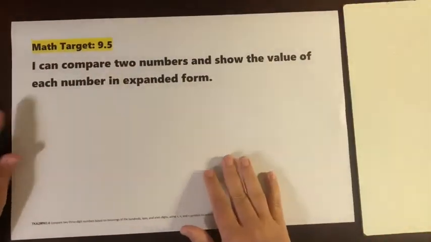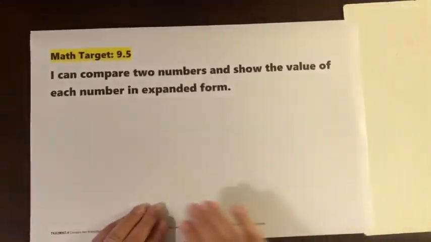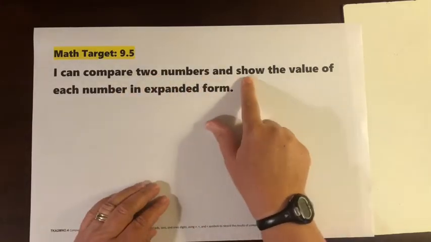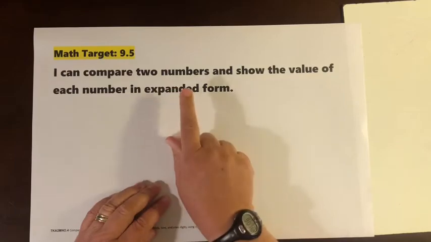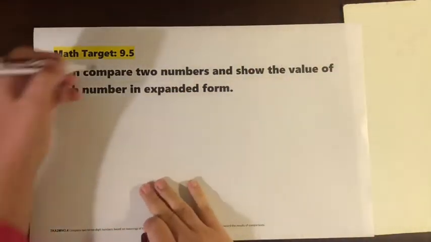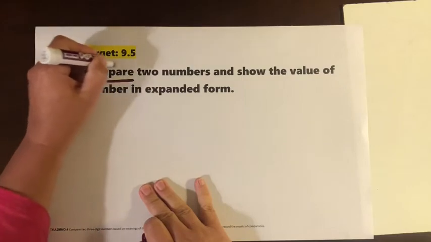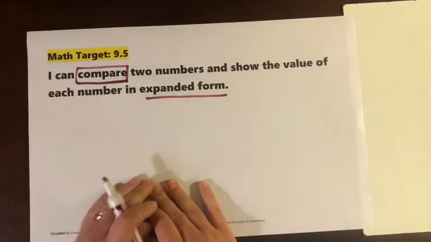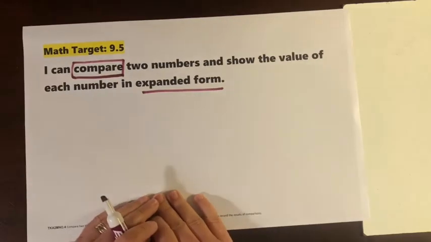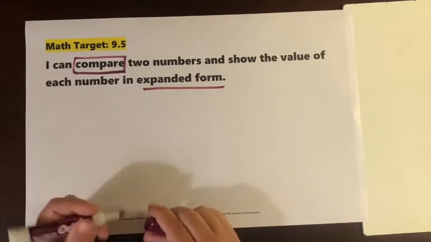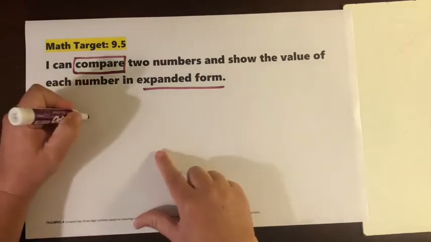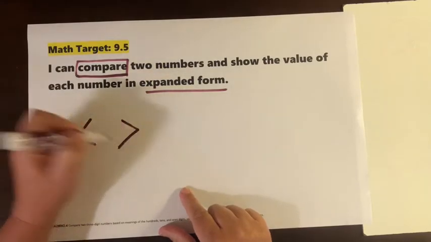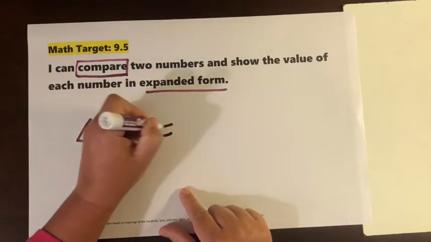So after that, just a very small beginning, we want to look at our target, and it says I can compare two numbers and show the value of each number in expanded form. So important words here are going to be compare and expanded form. So we know when we are comparing, we're looking at least two. So if we were comparing numbers, we would use symbols like this. Do you remember that one? Less than, greater than, or equal to.